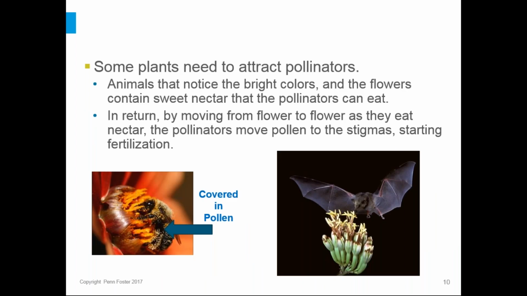Why do some plants make flowers that are so beautiful and colorful? Their purpose is to attract pollinators. Certain bees, some other insects, birds, bats notice the bright colors, and the flowers contain sweet nectar that the pollinators can eat. In return, by moving from flower to flower as they eat nectar, the pollinators get covered in pollen from the anther of one flower, and then they rub against the stigma of another flower, beginning the process of fertilization.